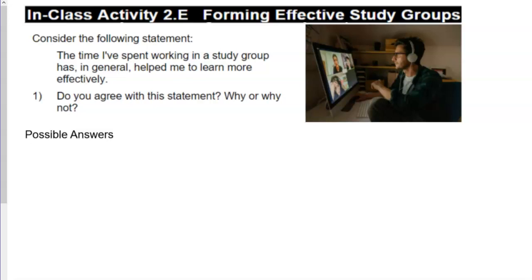Welcome to Maths 1932E in class activity: forming effective study groups.